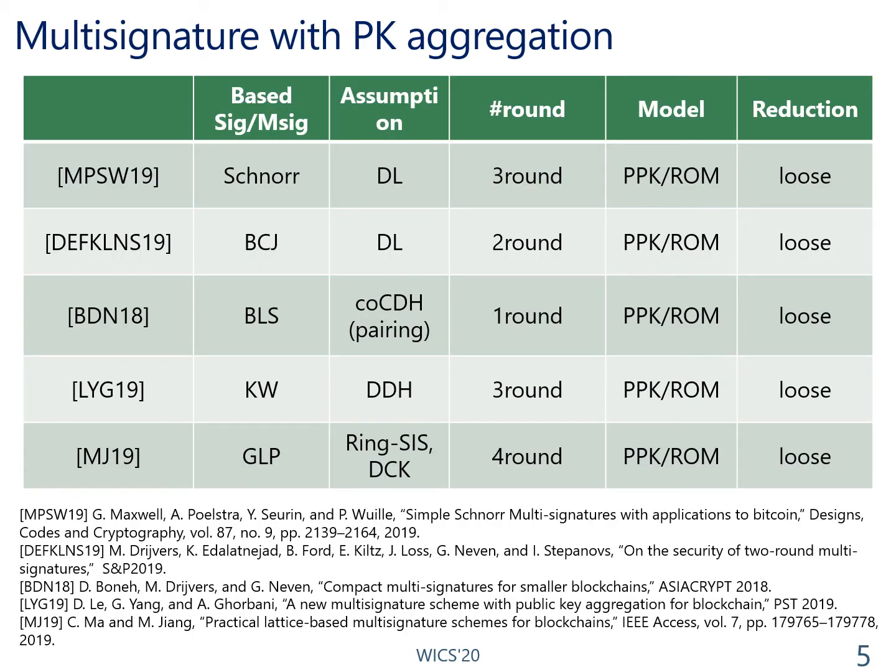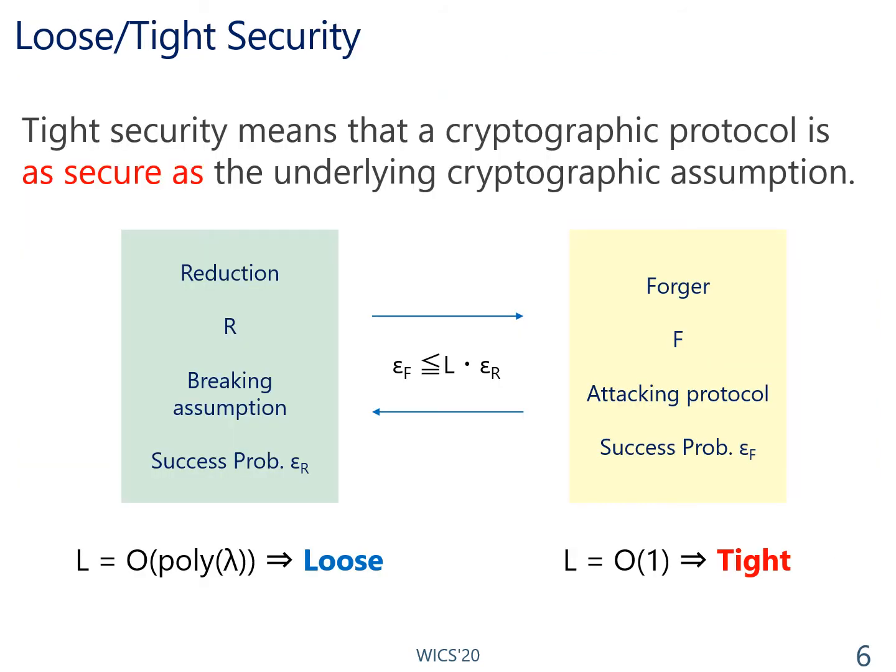In this slide, we collect the conventional multisignature schemes with PK aggregation. Observe that the security of all of them was proven by loose reductions. Let us explain the meanings of loose security and tight security. These are related to the fraction L of this inequality between the success probability of security reduction R and that of a forger F. We say that security reduction R is loose if such a parameter L is a polynomial in the security parameter, whereas it is said to be tight if such a parameter L is constant.